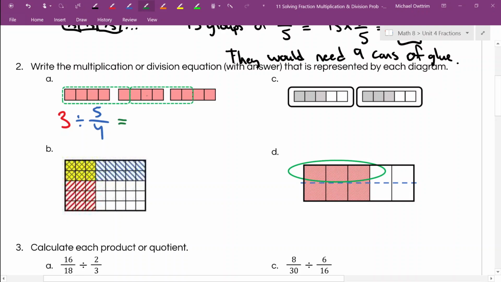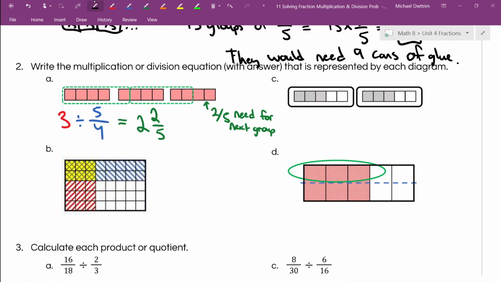For our quotient, because again we want an equation with an answer, we have 2 full groups, and then we have these 2 out of 5 needed for the next group. So we'll have the mixed number 2 and 2/5 as our quotient.